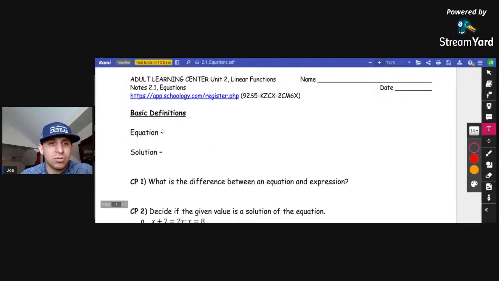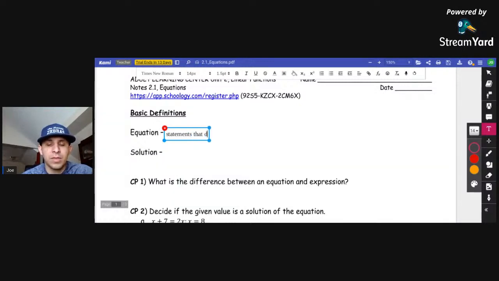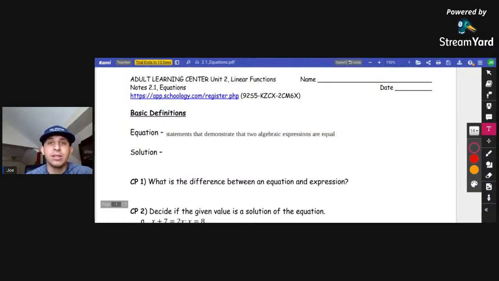All right, so we'll begin with equations. What are equations? Equations are simply statements that demonstrate that two algebraic expressions are equal. All right, so we typically have a left and right side to denote or specify which side we're talking about in particular.